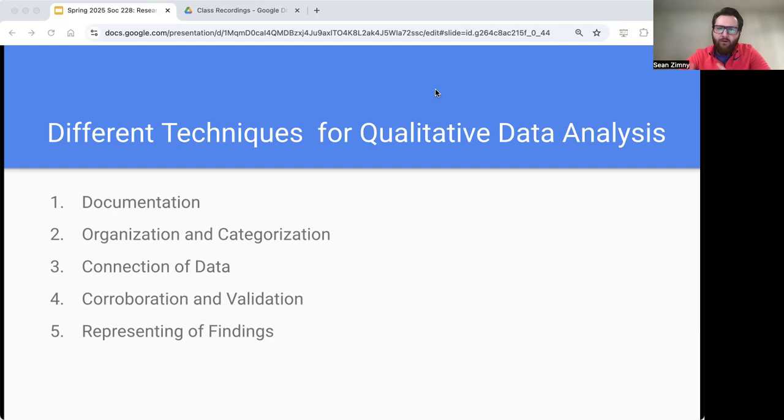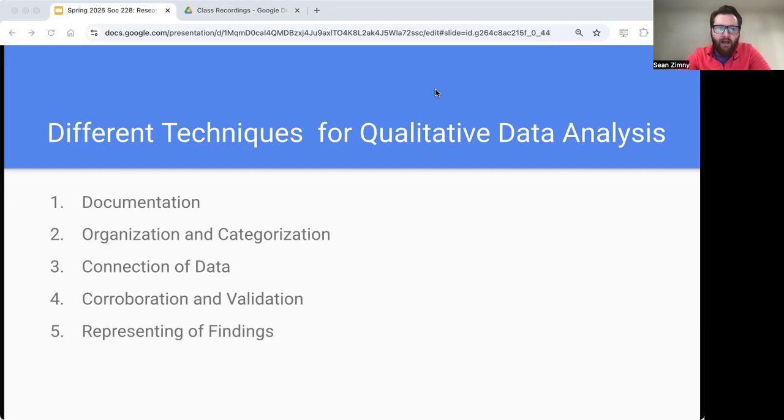Two, organization and categorization. So an example here, grouping data into more meaningful categories or codes or themes. You're going to be doing just that. And this may involve inductive and deductive coding processes. We'll talk about that in just a second. You'll understand that soon. Three, connection of data. So identifying the relationships and patterns between concepts, mapping out how one concept influences or interacts with another. So causal links or shared context of things.